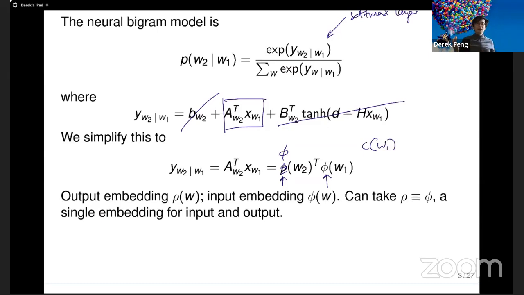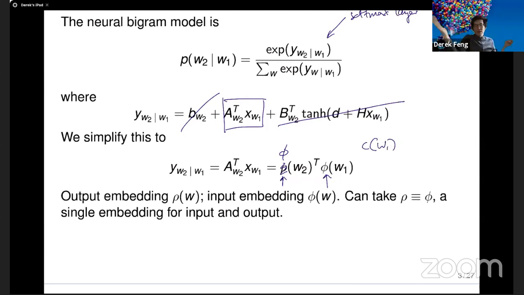So if you think about it, what does that mean? That means that if two words are very close to each other, or in other words their inner product is large, then that is equivalent to saying I'm going to assign a high probability to the likelihood that W2 follows W1. And I just forget about everything else, like the bias terms.